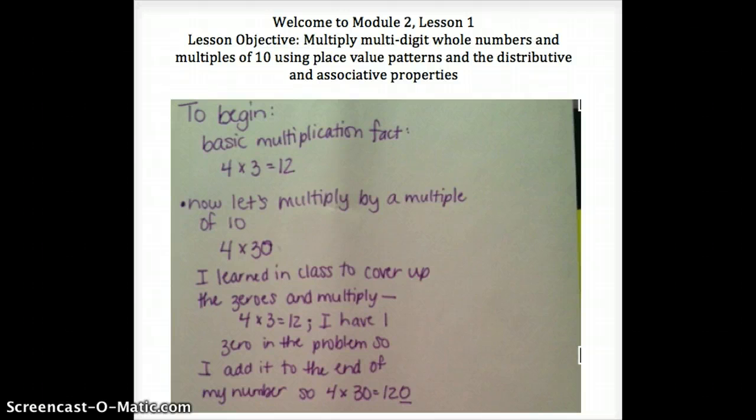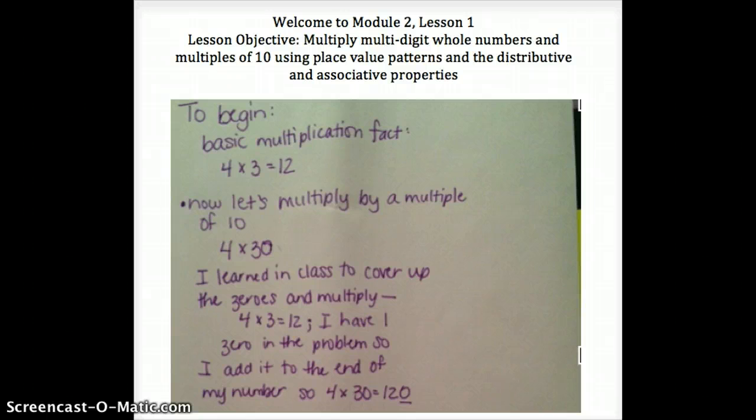Our lesson objective is to multiply multi-digit whole numbers and multiples of 10 using place value patterns and the distributive and associative properties. To begin, we will look at this basic fact. 4 times 3 equals 12.